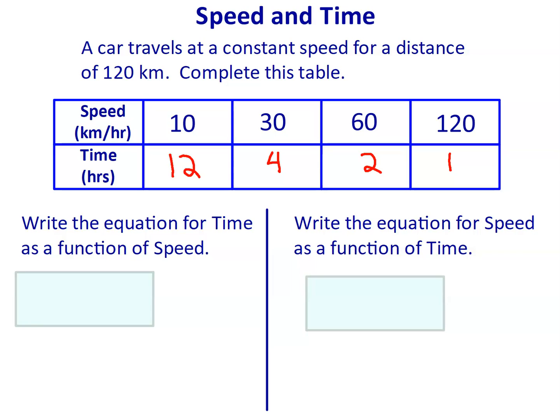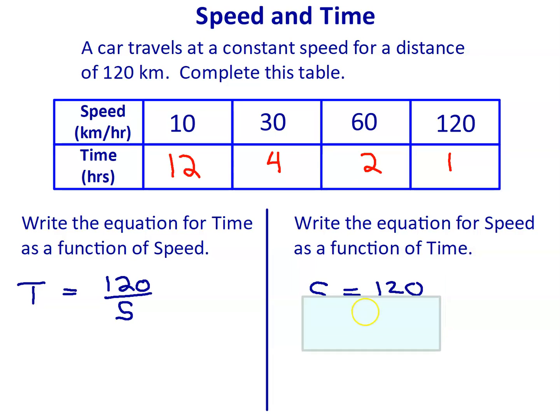Notice that as the speed goes up, the time goes down proportionally. As the speed doubles, the time goes down to 1/2, and that's what inverse proportion is all about. If you want to write an equation for time, this is what you should have come up with. Time is 120 divided by speed. So 120 divided by 10 gives 12, 120 divided by 60 gives 2, and so on.